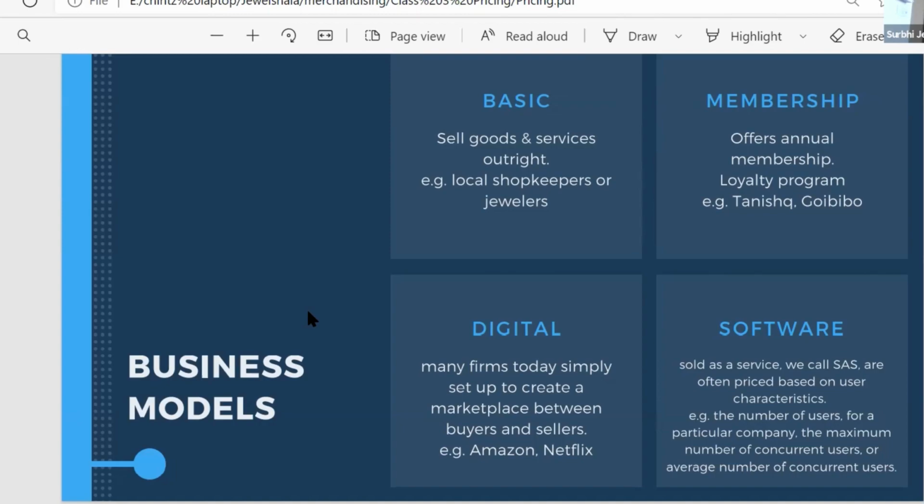Then the last one is software. Software is basically sold as a service. So if you are using any software these days, are you using any software like Photoshop or anything? Yes, ma'am. So there used to be a time when Photoshop sold their software as a yearly or lifetime license. But now they have changed it into a monthly license.